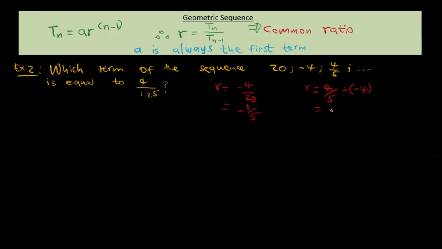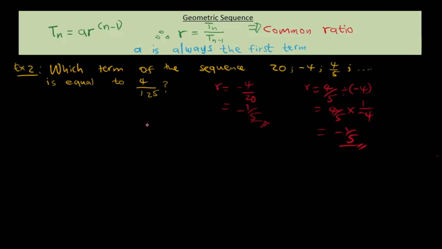And what do we get here? This is 4 over 5 multiplied by 1 over minus 4. The 4s cancel each other, therefore we will be left with minus 1 over 5. So these two are common, therefore, indeed, the sequence is a geometric sequence, because these two are the same.